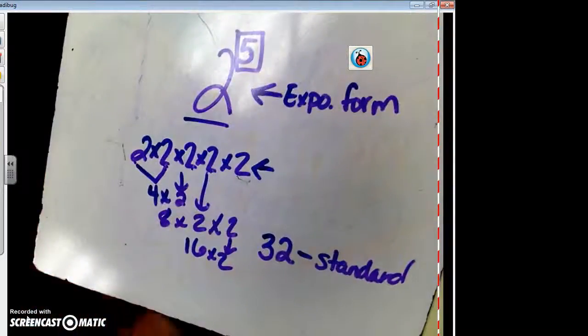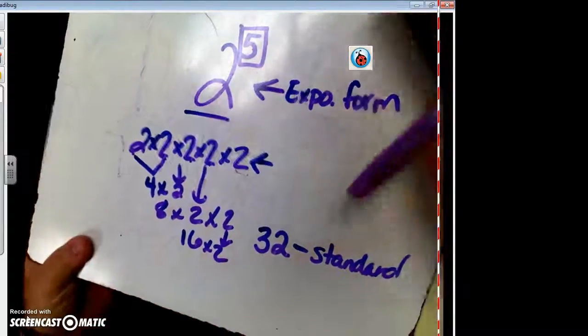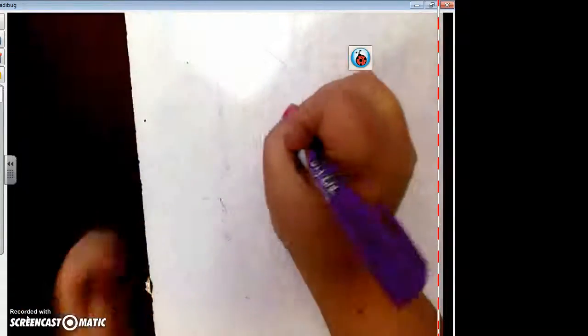Okay? Folks, that's about all this lesson is today. Being able to determine exponential form, standard form, and expanded form. So let me give you 2 sample problems. Hold on, let me tell you one more piece of information, and then I'll give you 2 practice problems, and then I will get you your homework so that you can hopefully get it done before you go home.